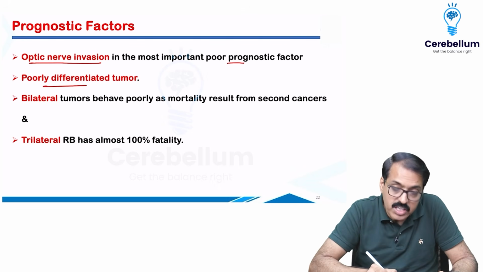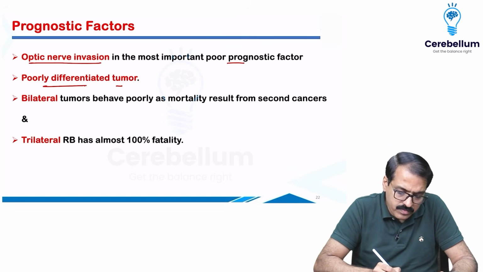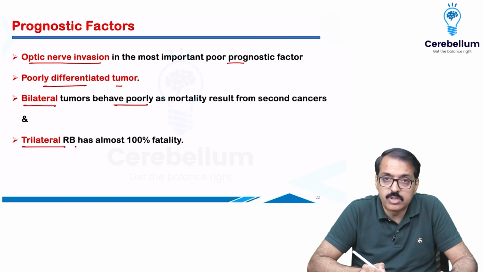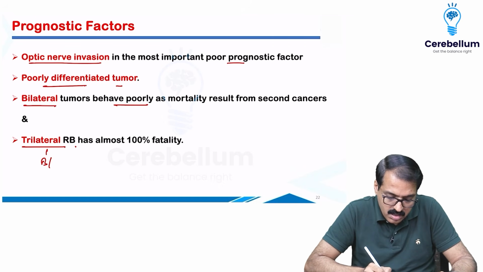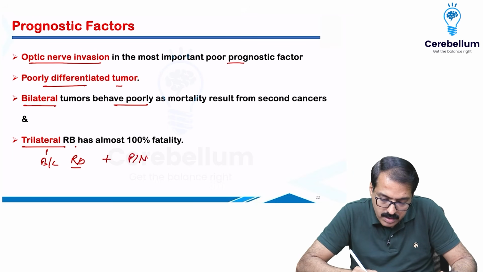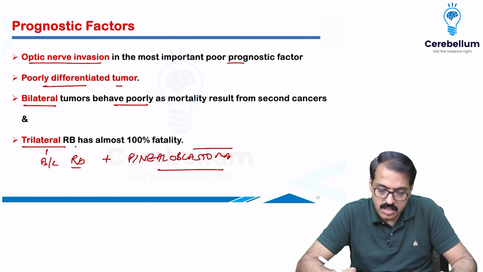A poorly differentiated tumor, as I have already told you, has a poorer prognosis. Bilateral tumors always behave poorly, and trilateral retinoblastoma, where there is a bilateral retinoblastoma plus a pinealoblastoma, has almost 100% fatality.